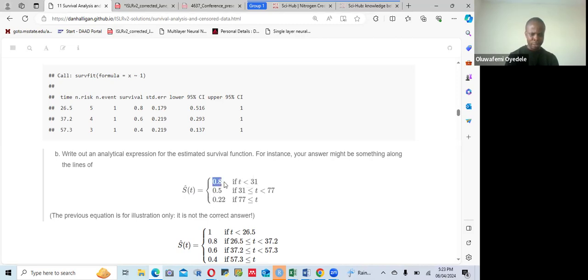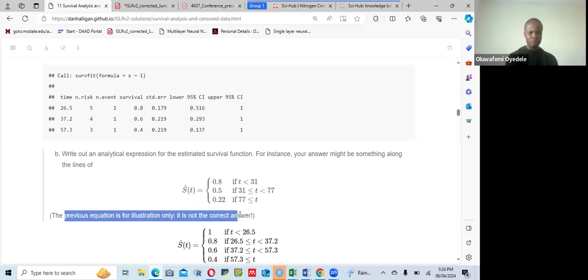0.8 when the time to the event is less than 31. But when we have 0.5, that means 31 is less than or equal to the time to the event, and also less than 77. Otherwise, it is 0.22, which means 77 is less than or equal to the time to the event.